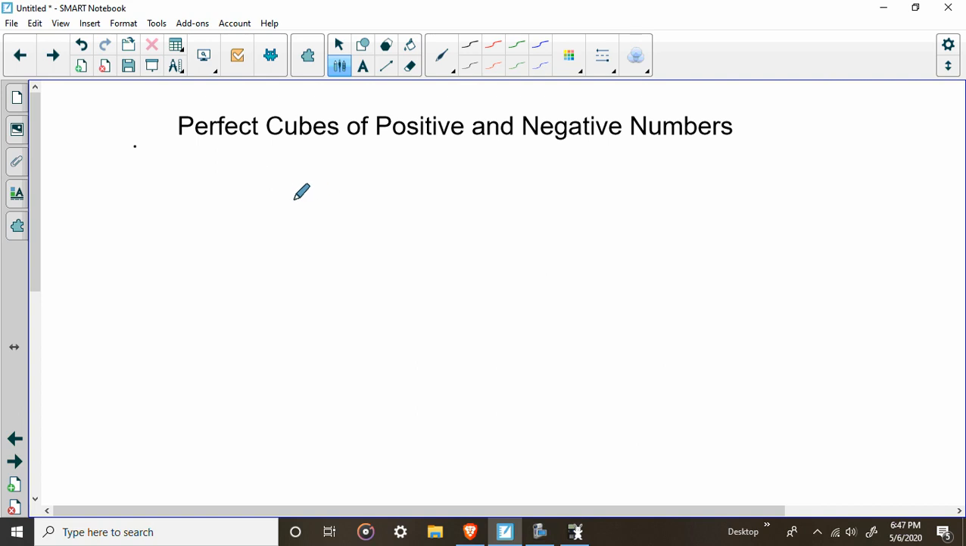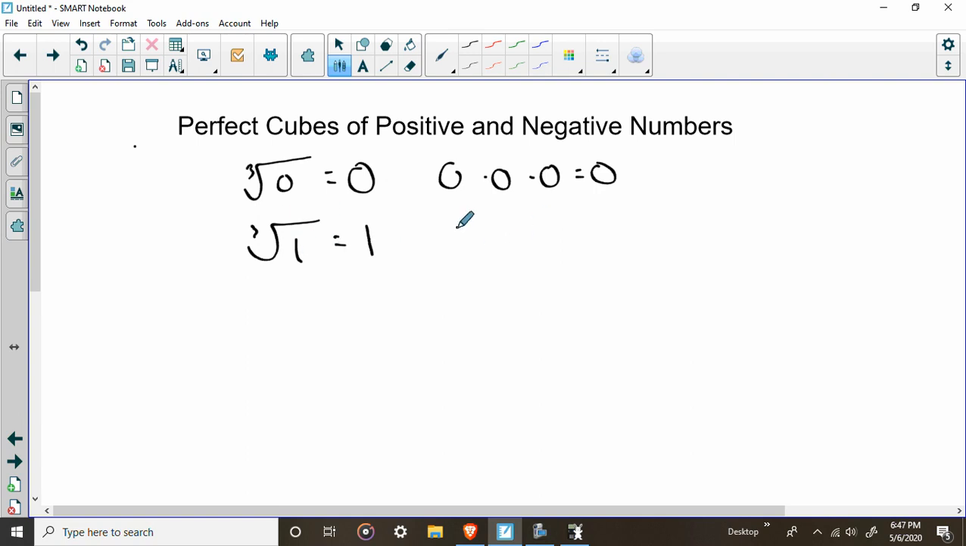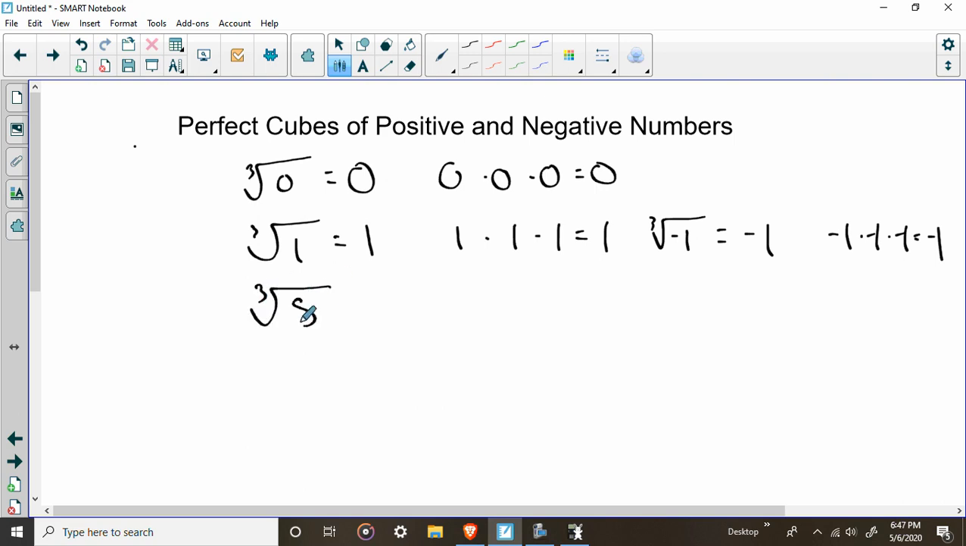So if I said, what's the cube root of 0? Well, it's 0. Why? Because 0 times 0 times 0 equals 0. If I said, what's the cube root of 1? It is 1, because 1 times 1 times 1 equals 1. If I said, what's the cube root of -1, you would tell me that is -1, because -1 times -1 times -1 equals -1, okay? Your other common cube roots: the cube root of 8 is 2. The cube root of -8 is -2.